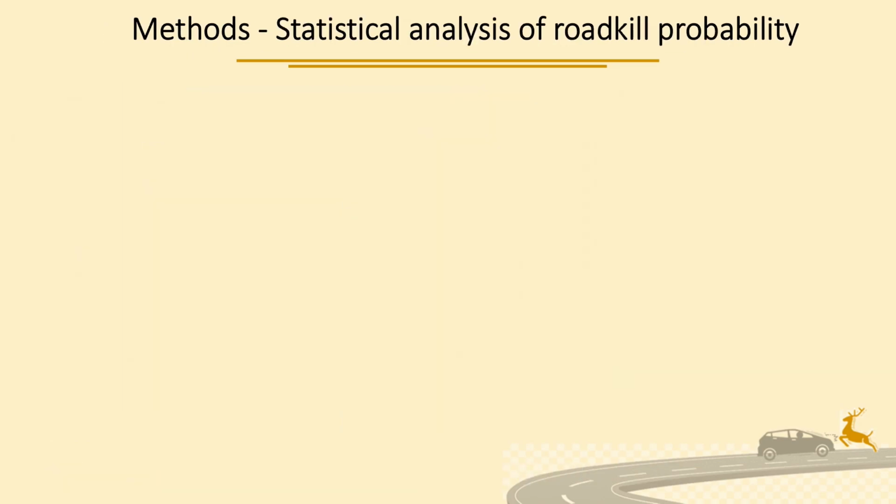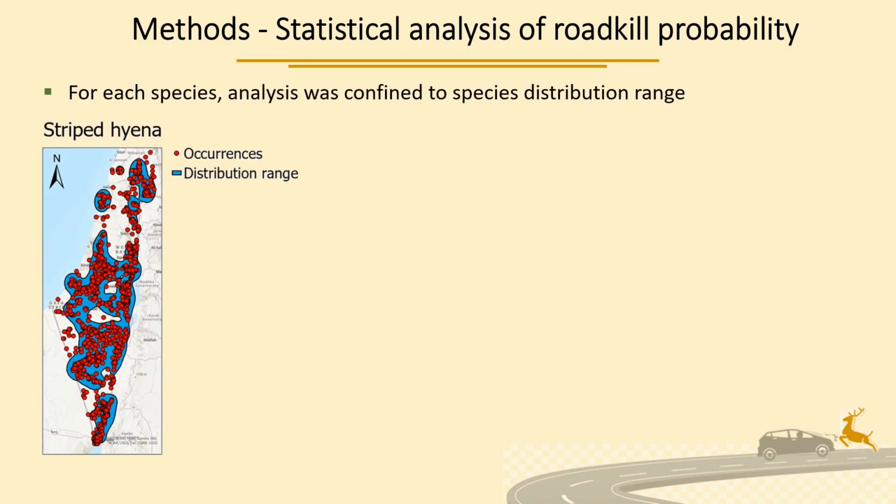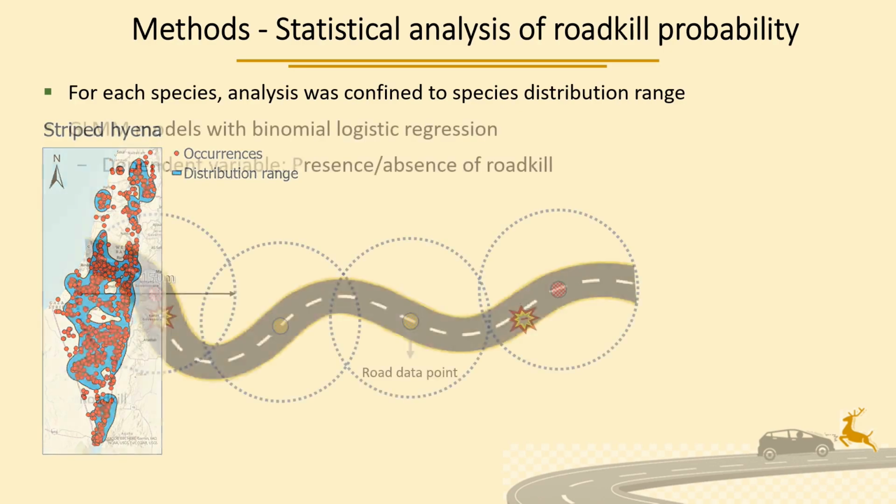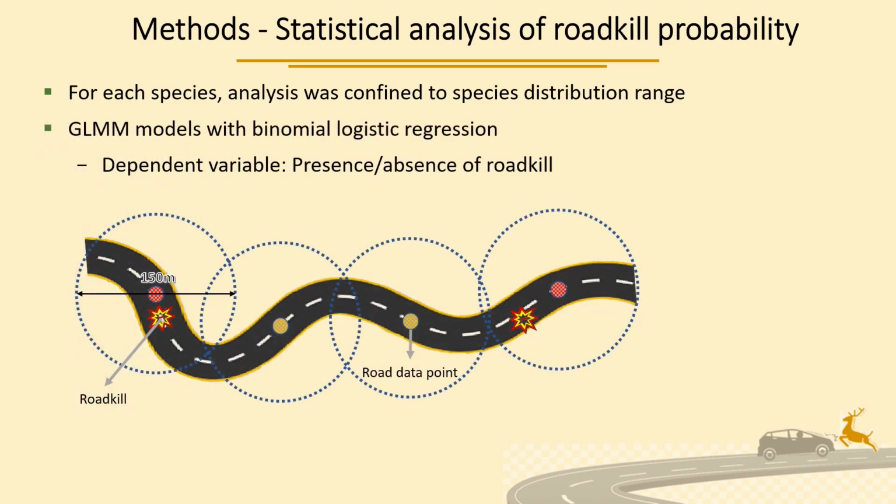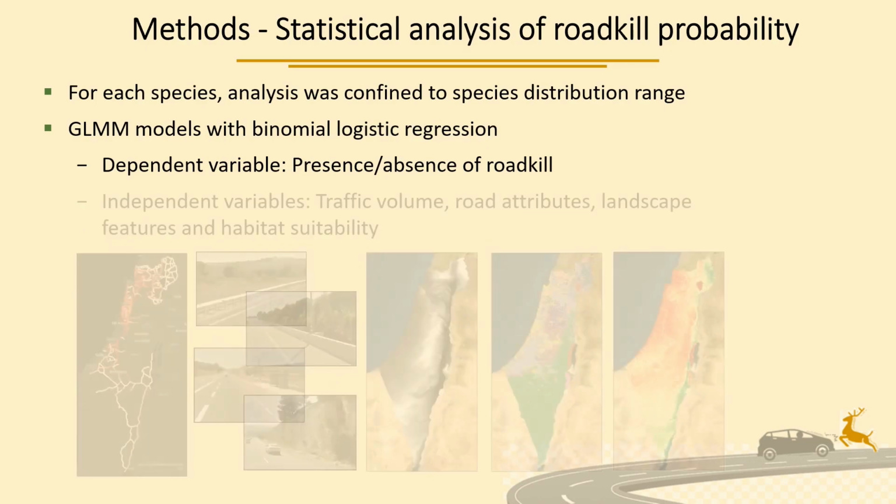Statistical analysis was confined to the distribution range of each species, calculated using kernel density analysis. For example, this is the calculated range of the striped hyena based on hyena occurrence data. We used the GLMM model with logistic regression for analysis with a dependent variable of presence or absence of a roadkill incident within 150 meters of a road data point.